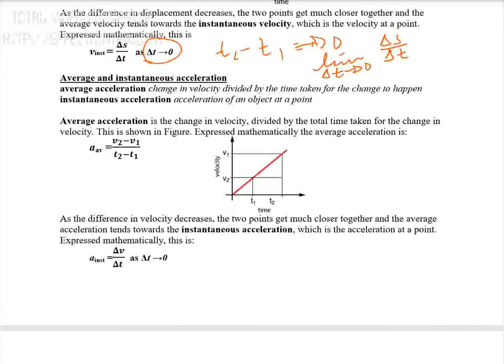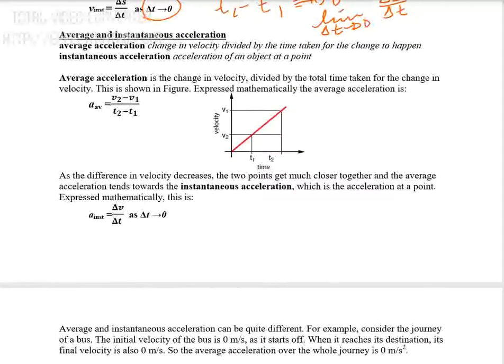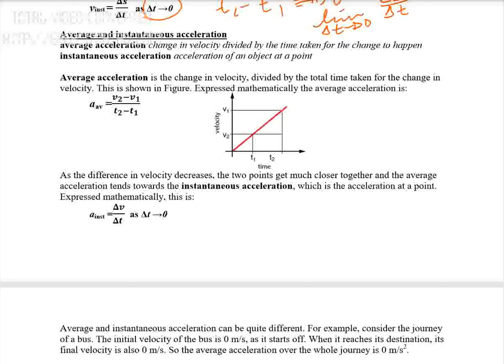The other thing is instantaneous acceleration and average acceleration. For average acceleration, we take the change in velocity, v2 minus v1, over the given time. Therefore, average acceleration is v2 minus v1 over t2 minus t1. The same thing is true for instantaneous acceleration as for instantaneous velocity.